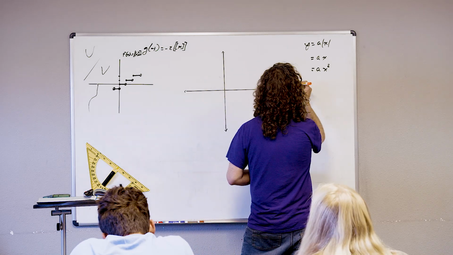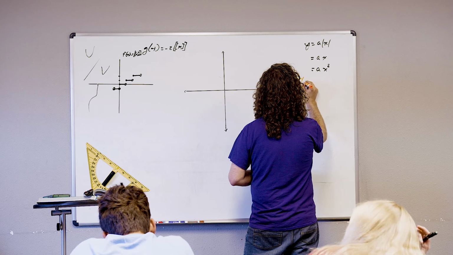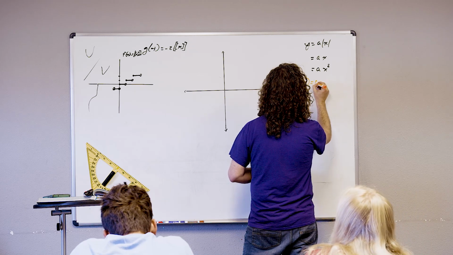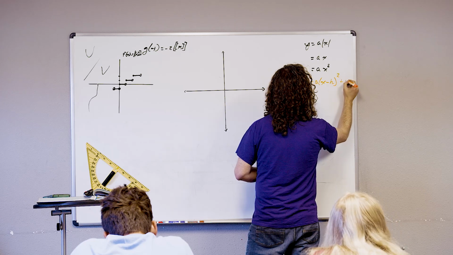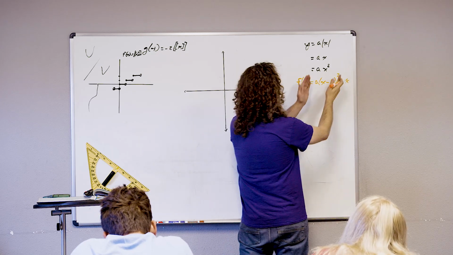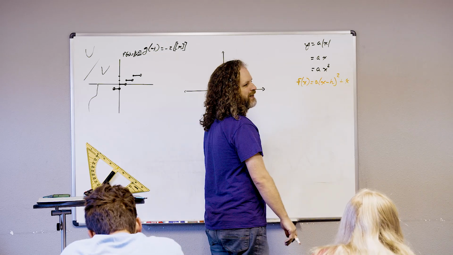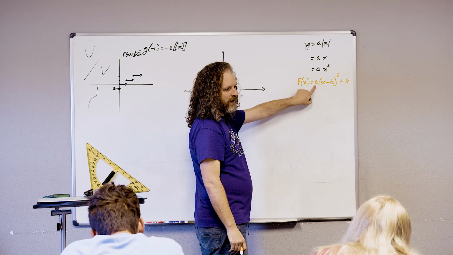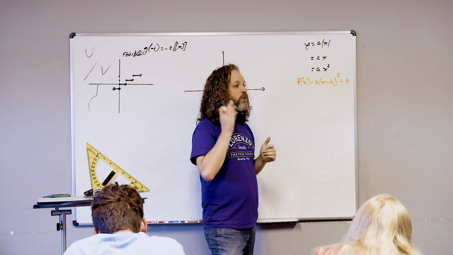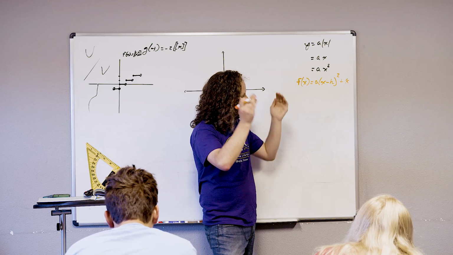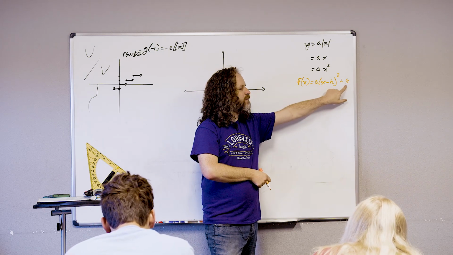Here's a transformation template for a quadratic function. It looks the same if it's absolute value, it's just that this would be absolute value. It looks the same if it's square root, except this would be square root. This one is the dilation and reflection. If it's negative, it flips it. If it's greater than 1, it stretches it. If it's a fraction, it compresses it. This one moves it left and right. This one moves it up and down.